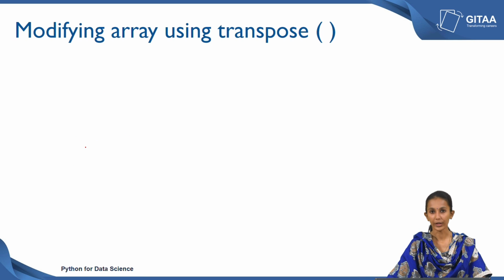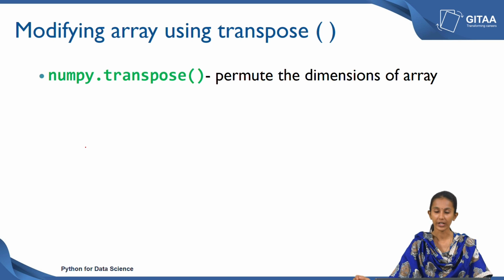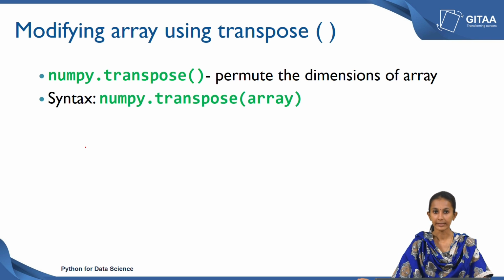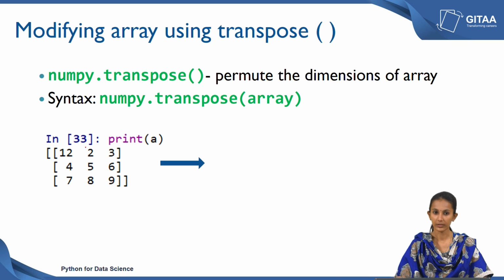We can also modify an array using the transpose function. Let us say you wanted to change the rows to columns or columns to rows, you can use the transpose function which is available in Python. The syntax is you have to specify the numpy package dot transpose, and inside the parenthesis you have to specify the array name. So, this is our updated array: 12, 2, 3, 4, 5, 6, 7, 8, 9.